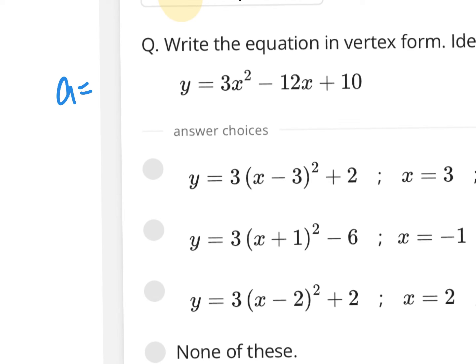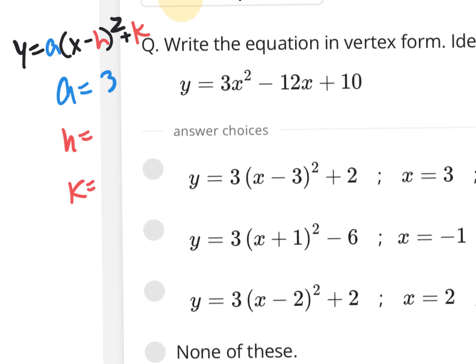A, H, and K. Once you know your A, H, and K, y equals, the A is right here, parenthesis x minus h squared plus k. Then you could just plug it in with the A right there, the H right there, the K right there, and you'll have your answer. Okay, so what is the A value of this guy? 3. So you already know the 3.